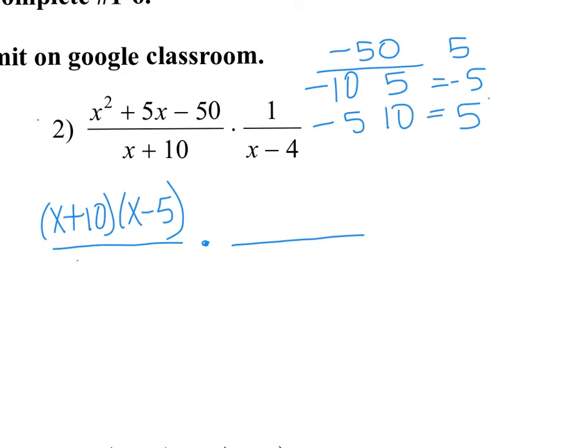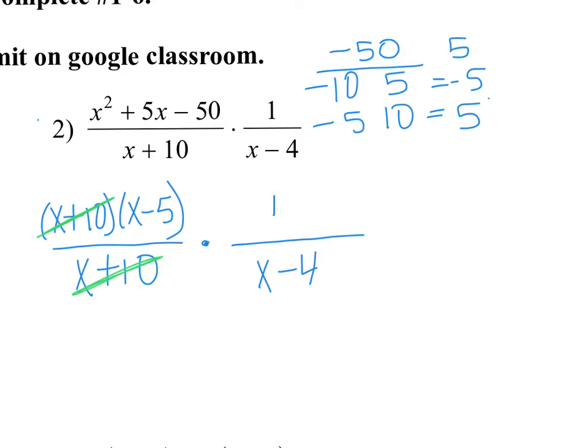I can't factor the x plus 10 in the bottom, so I'm just going to leave it. The 1 stays, and the x minus 4 can't be factored, so I'm going to leave it. Now we're going to look to see if there are any matching binomials or matching pieces, diagonal or top and bottom. There's an x plus 10 and an x plus 10. Those get canceled out. And there's nothing else that I'm able to cancel.